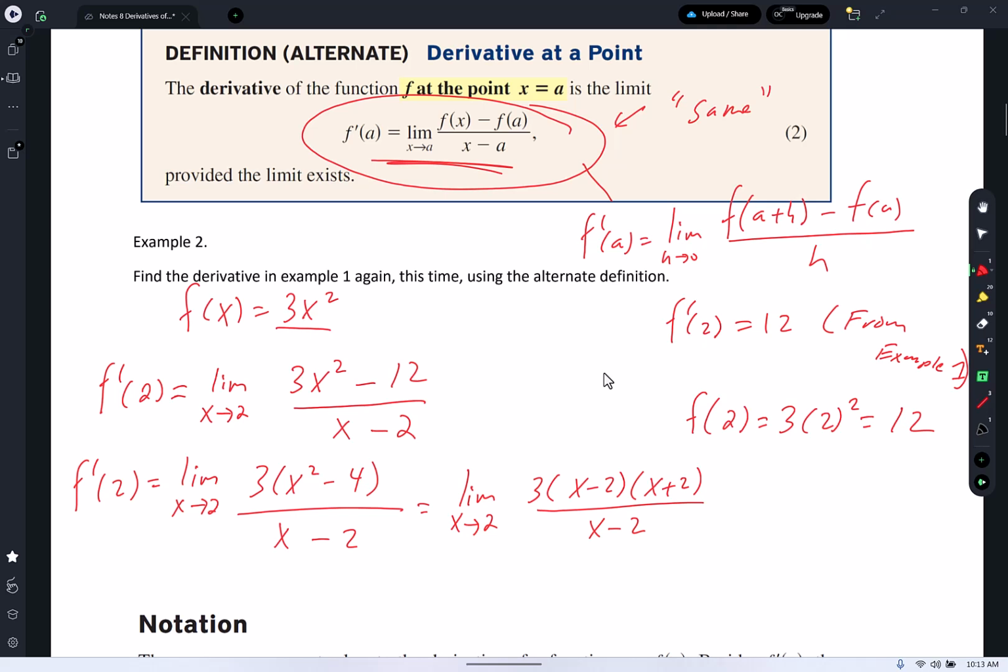What's going to cancel out? Bam, they cancel out. Now I'm going to do direct substitution. What's 2 plus 2? 4. Oh, look, 3 times 4 is 12. That's what f prime of 2 was anyways. It matched. It worked.